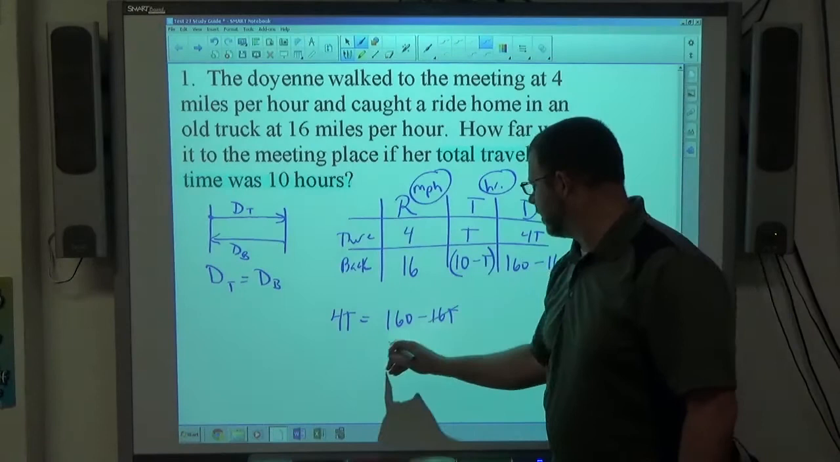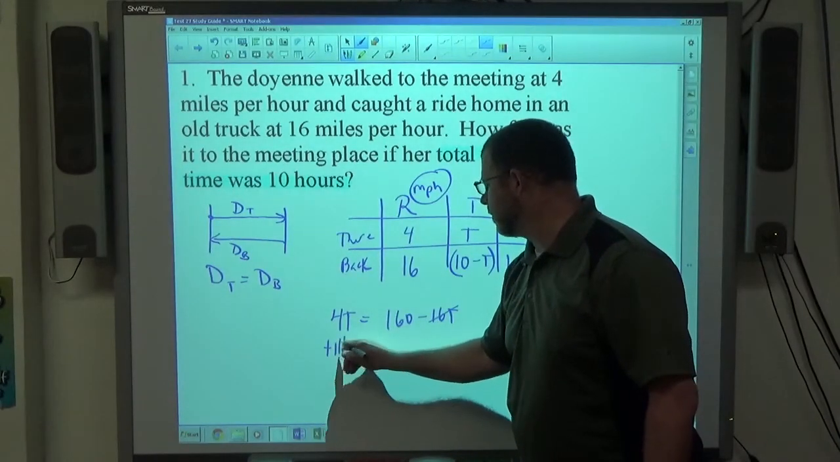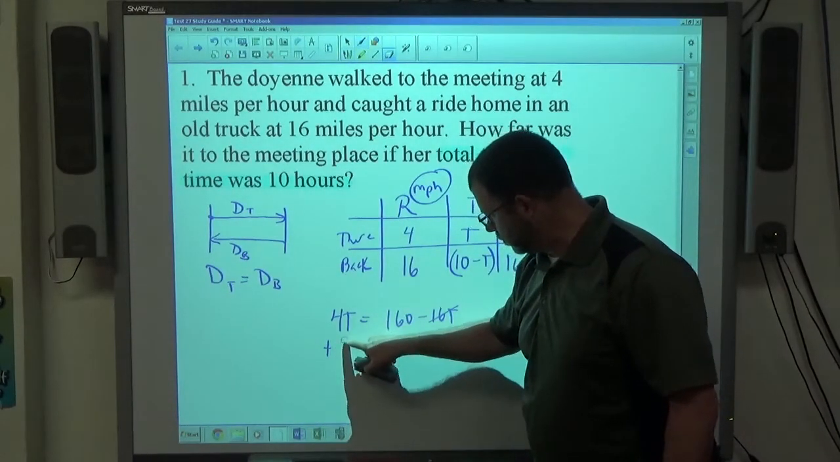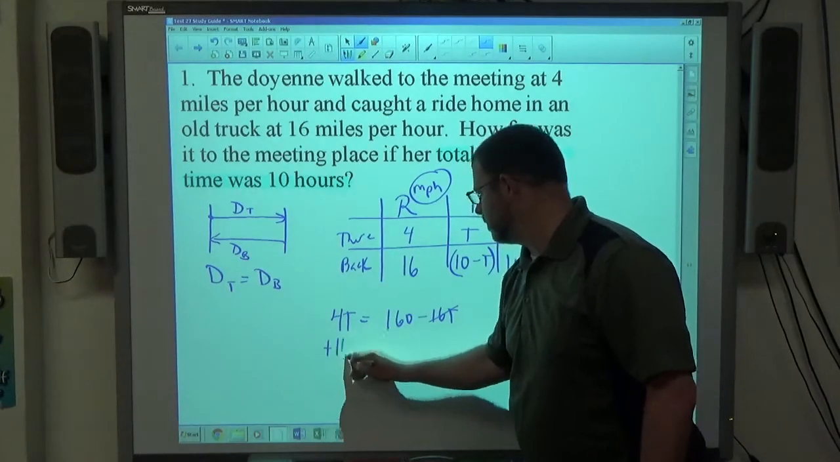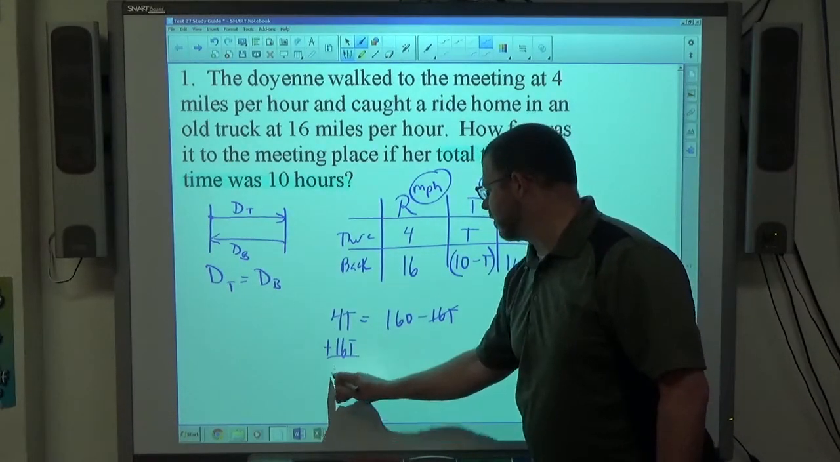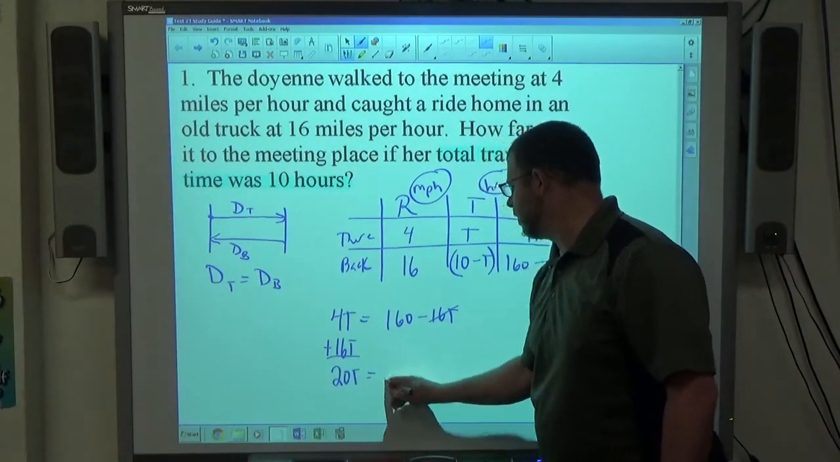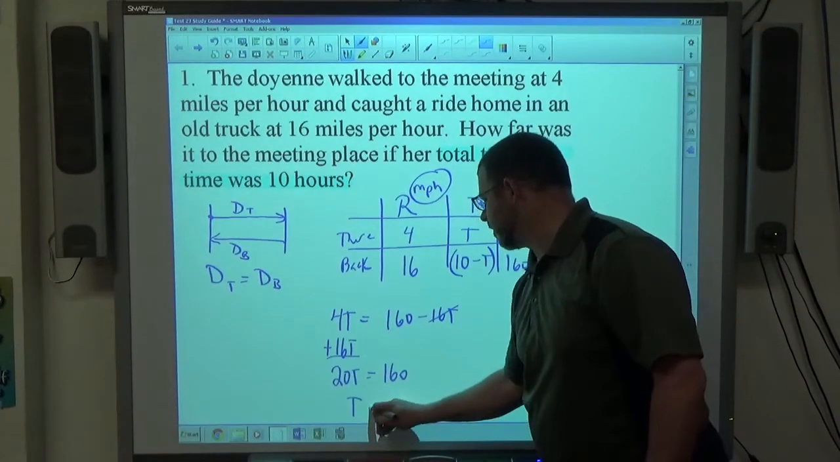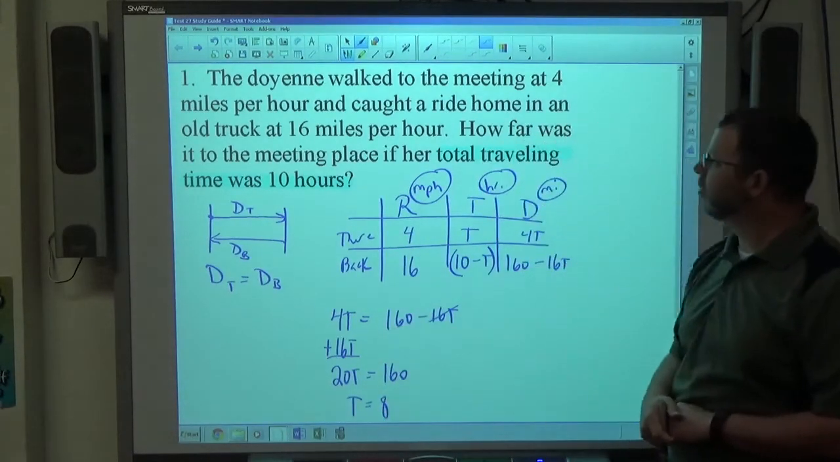So if I move the 16t to the left, it becomes positive. 4t plus 16t is 20t equals 160. So therefore t must equal 8. Divide both sides by 20.